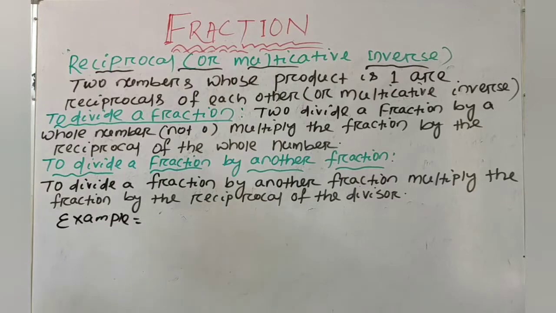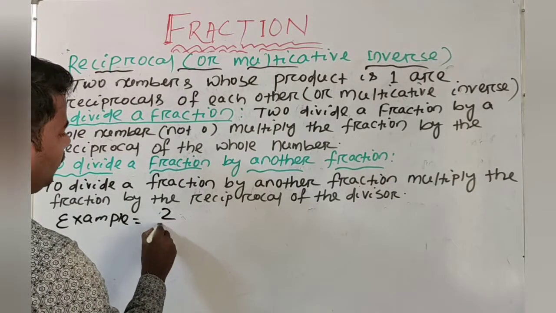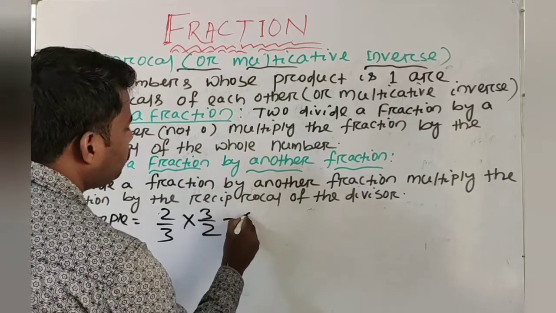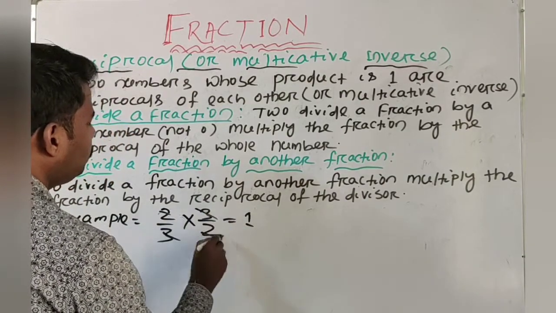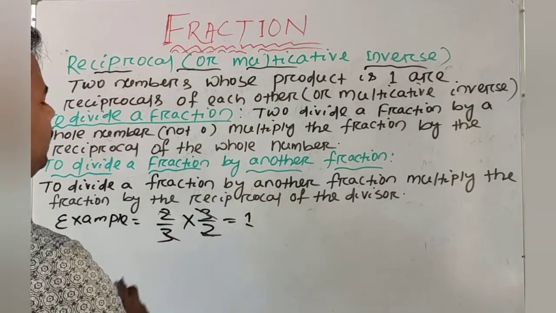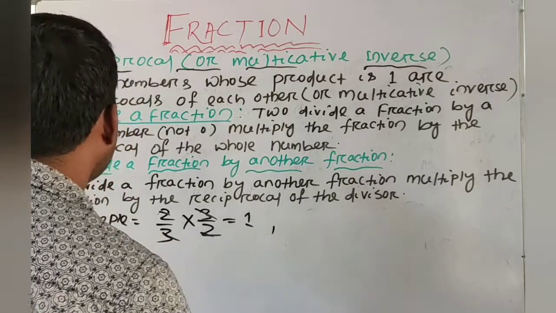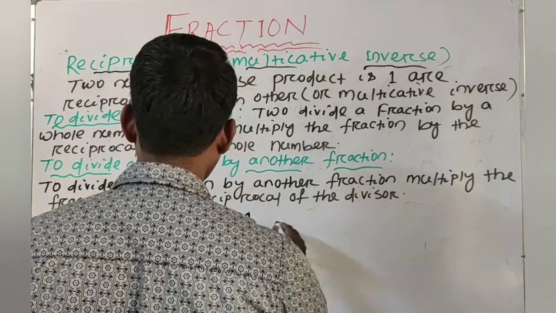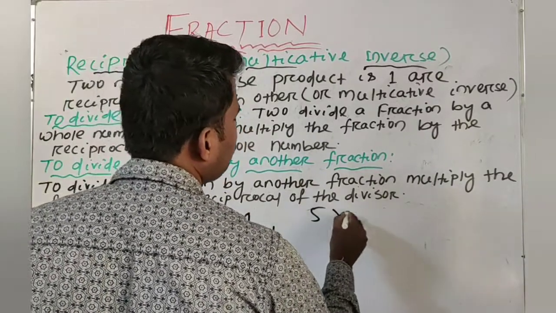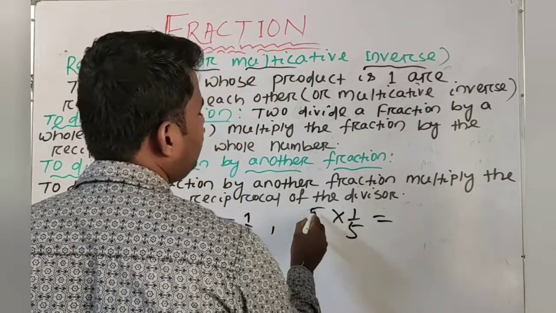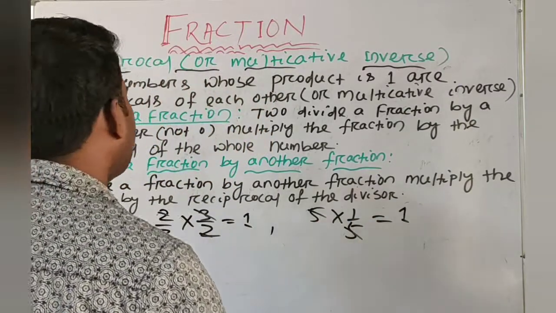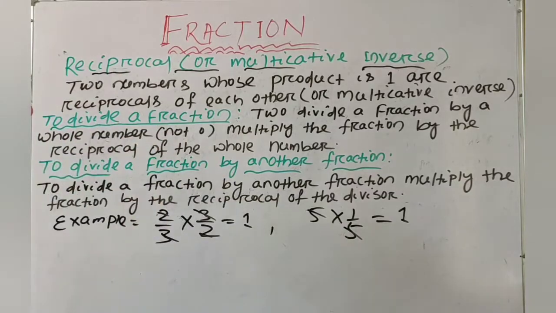Now we will take some examples. Suppose we take 2 by 3. When we multiply 2 by 3 and 3 by 2, we will get 1. Cancel out 3 with 3 and 2 with 2. So 2 by 3 and 3 by 2 are multiplicative inverses of each other. Next we will take 5, and what will be its reciprocal? 1 by 5. Because when we multiply 5 and 1 by 5, we will get 1. So 5 and 1 by 5 are reciprocals of each other.